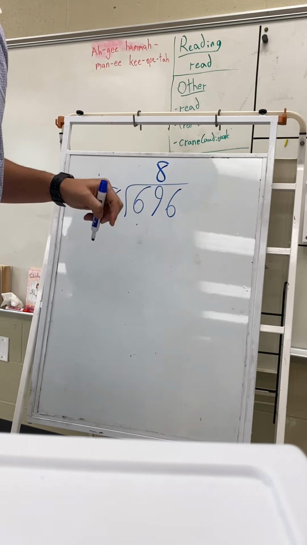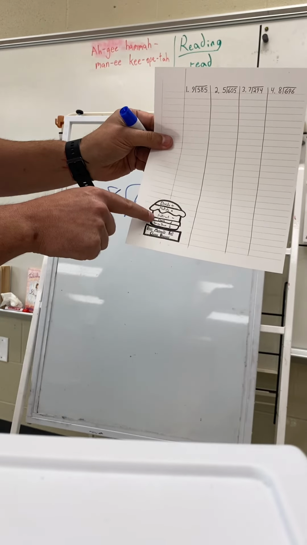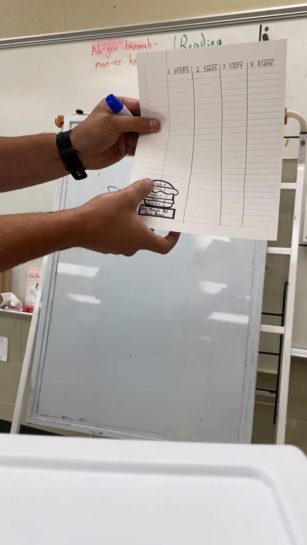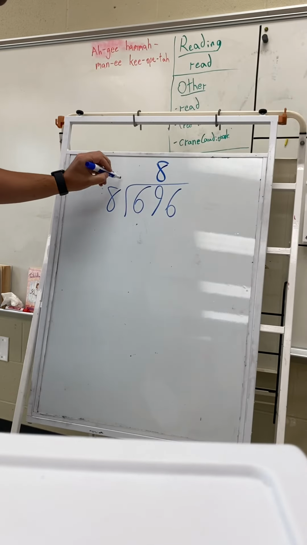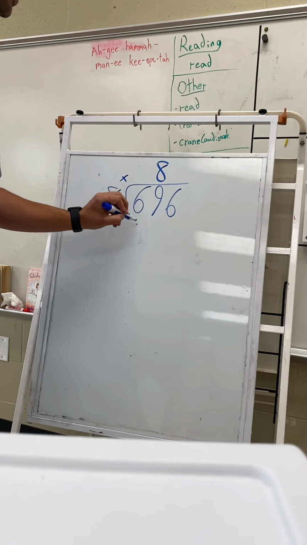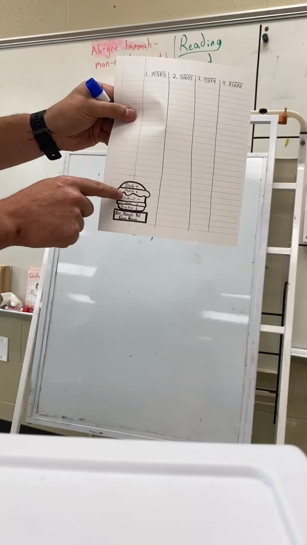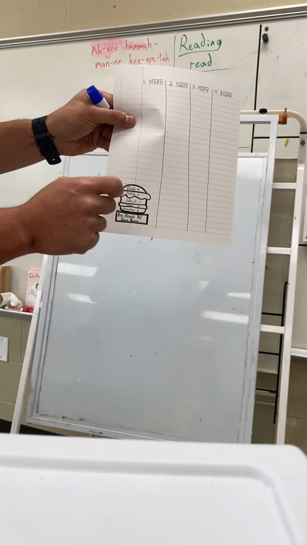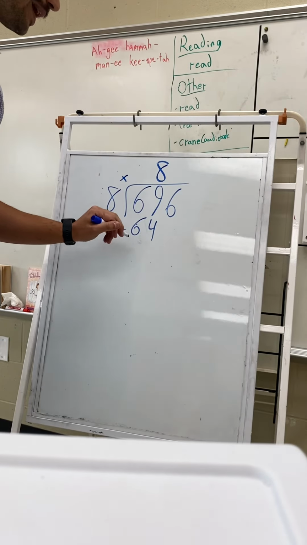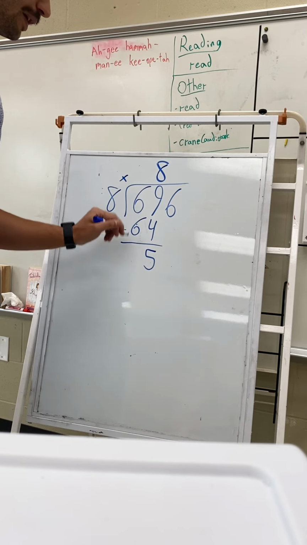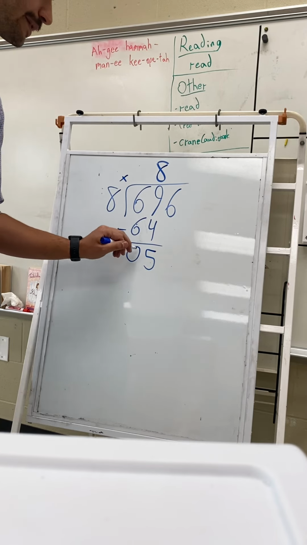This is our divide step. When we have our divide, multiply, and subtract, bring it on down and bring it on back, that's the divide step that we just did. Now we're going to our multiply step. So we're going to take a look at 8 times 8, which would get us 64. So now that we've done our divide and our multiply step, next we're going to do our subtraction step. So let's take 69 minus 64. 9 minus 4 would get us 5, and 6 minus 6 would get us 0.